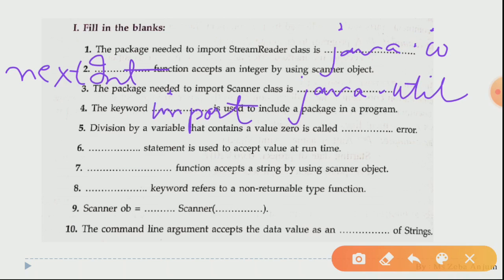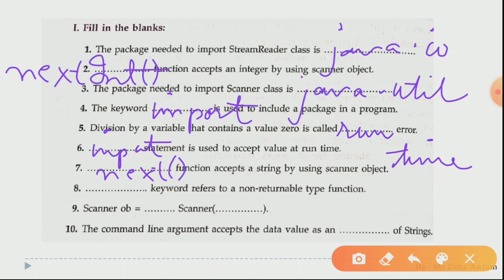Fifth one, division by a variable that contains a value 0 is called what? It is called runtime error. Runtime error. Okay. Sixth one, dash statement is used to accept value at runtime. At runtime, basically input statements is going to accept the values. Seventh one, dash function accepts a string by using scanner object. Basically string आपका use होता है by using this next function. Okay. Now in the second one also you please apply these brackets over there.